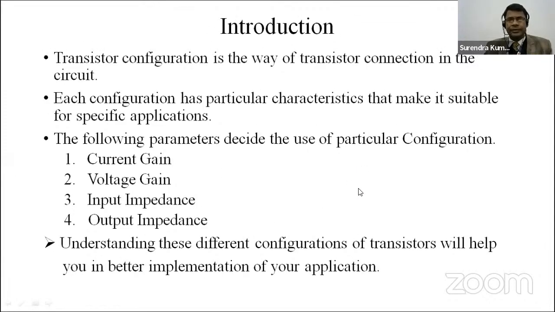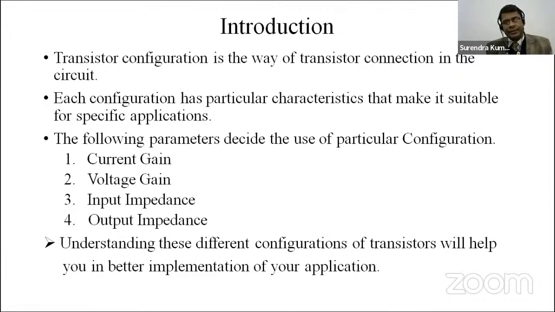So this is the first slide. Here are the basic things about the transistor configuration. Transistor configuration is the way of transistor connection in the circuit. So it's all about the connections of the transistor: how many different ways a transistor can be connected in the circuit. Each configuration has particular characteristics that make it suitable for specific applications.